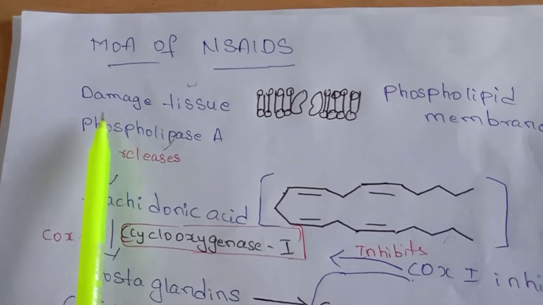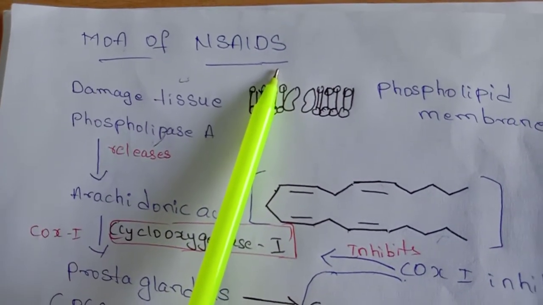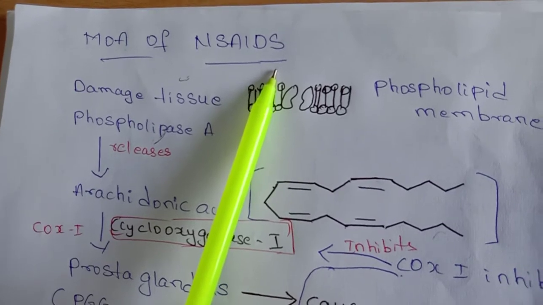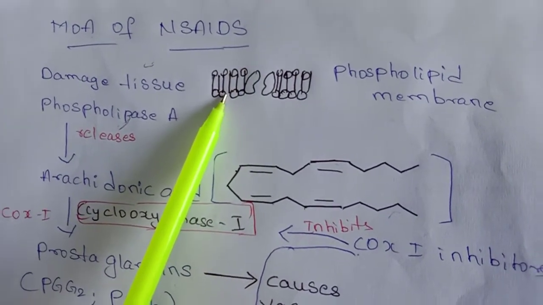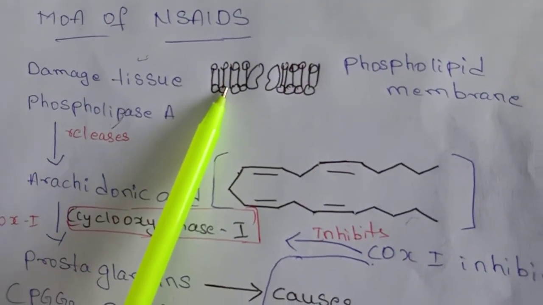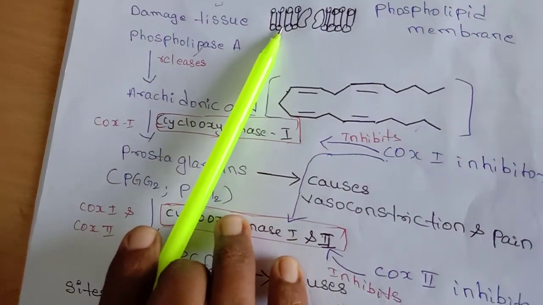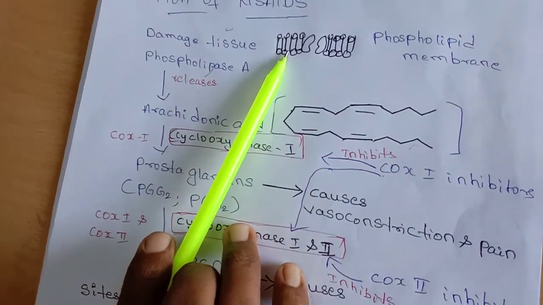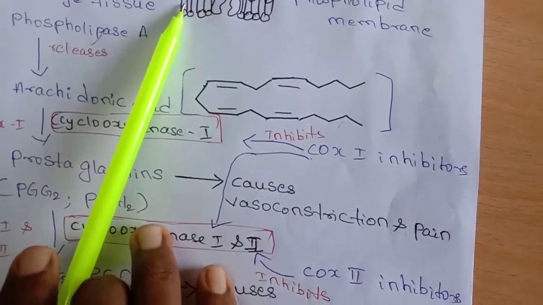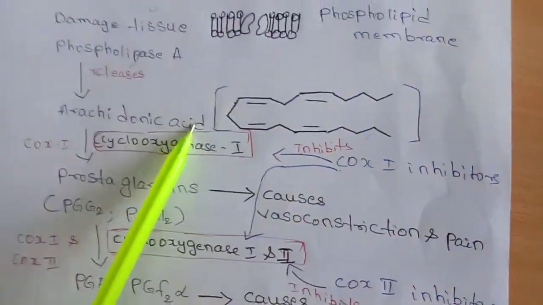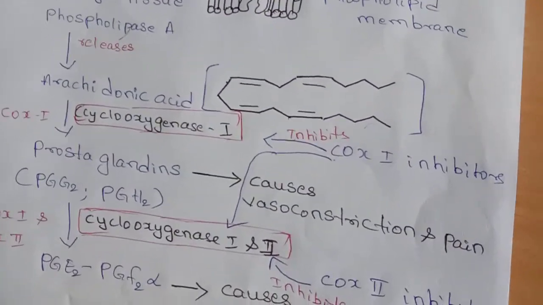Now let us see the mechanism of action of non-steroidal anti-inflammatory drugs. Generally, inflammation may be caused by any damage to the tissue, thereby we will have pain and also inflammation. These non-steroidal anti-inflammatory drugs mainly decrease the inflammation as well as pain.